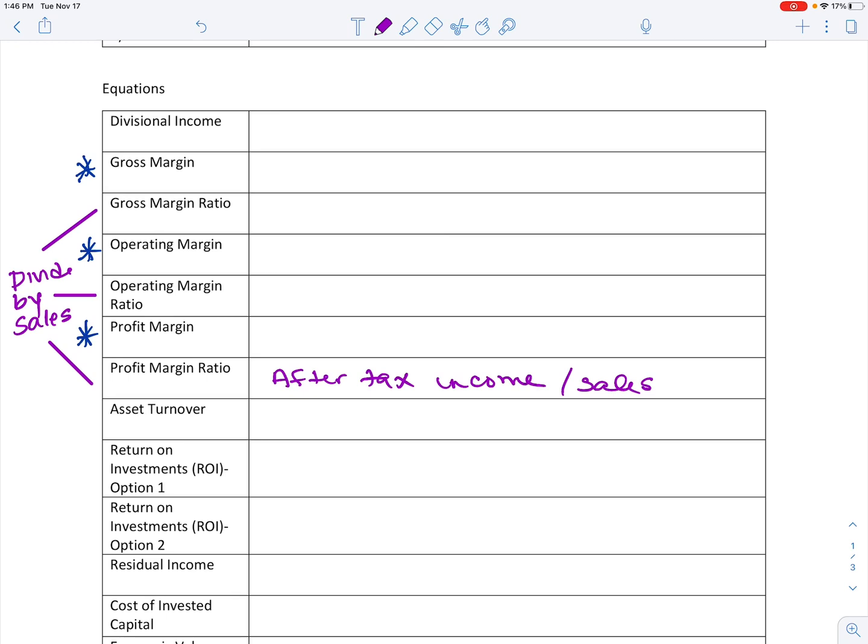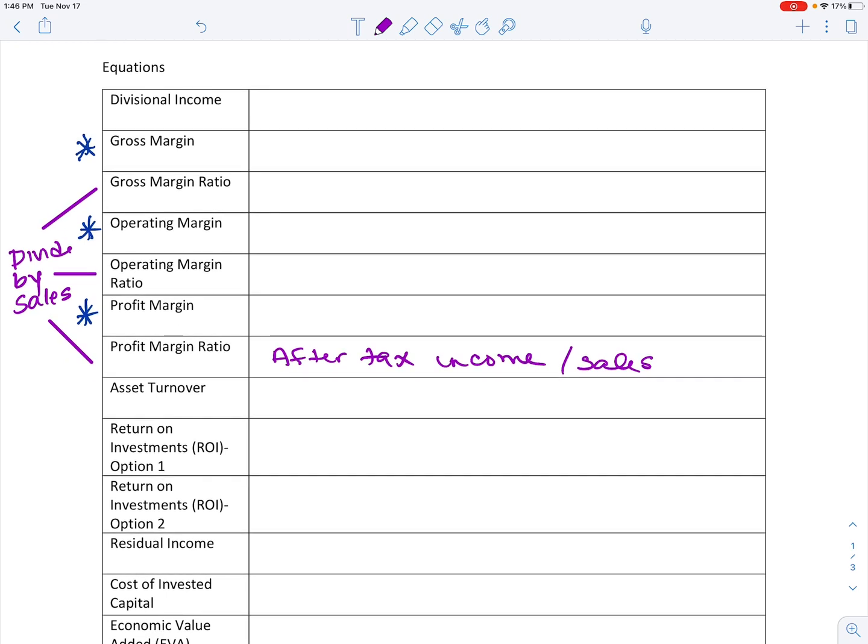The other equation that you're going to use is the asset turnover, and this is sales divided by your divisional assets. Now, some of you may remember from managerial accounting going through return on investment and going through residual income, and you're thinking to yourself, this doesn't look that familiar. And some of you are Googling some of these terms and you're not seeing these same equations.